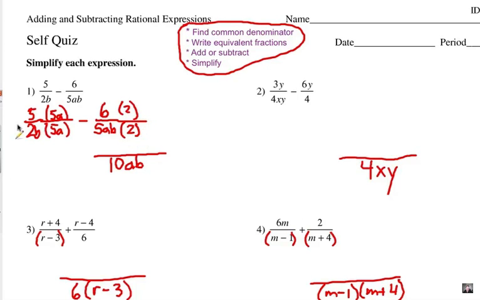So that means that I have 25a, because I multiply there, and minus 12. At this point, look for a common factor. If you can't see a common factor like a 2 or a 5 or maybe a variable, then you're done. So I'm going to circle that, and that is going to be my final answer for number 1.